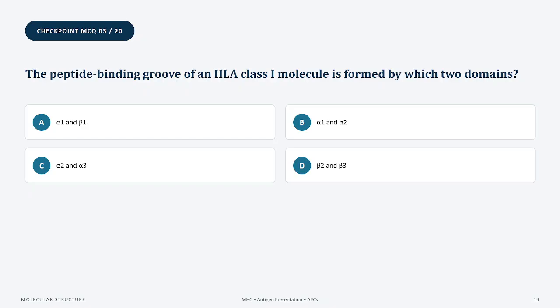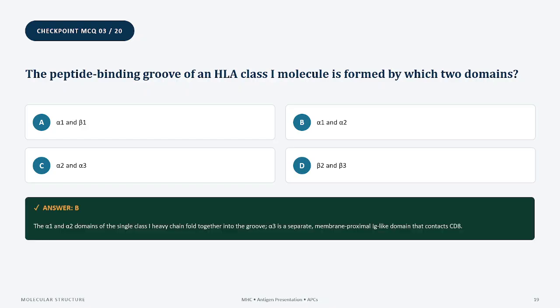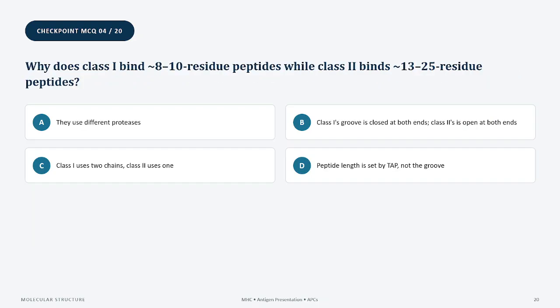The peptide binding groove of an HLA class 1 molecule is formed by which two domains? Yes, the alpha 1 and the alpha 2. Right. Why does class 1 bind around 8 to 10 residue peptides while class 2 binds 13 to 25 residue peptides?